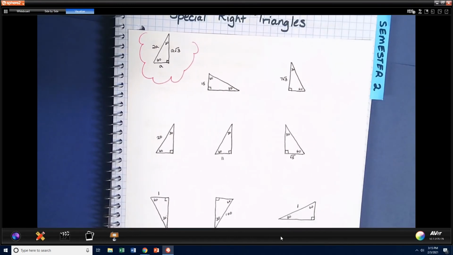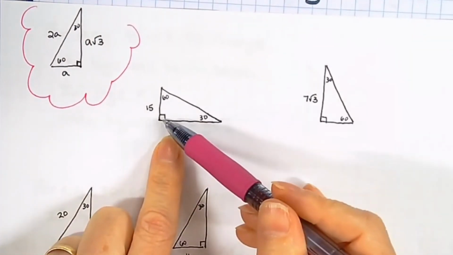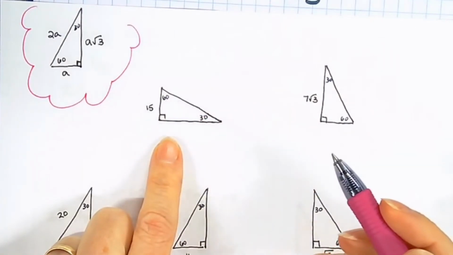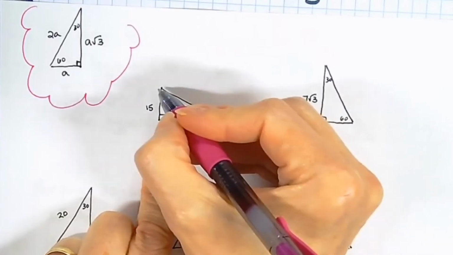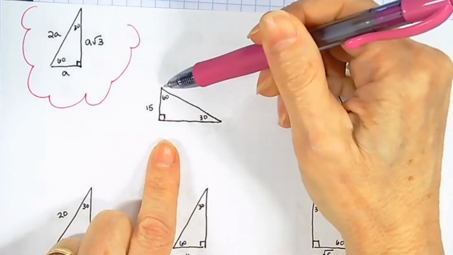The first thing you want to do when you see one of these triangles is recognize that it's a special right triangle because it's got a 90 and a 30 and a 60. So we call it a 30, 60, 90 triangle. Then you want to identify where's my hypotenuse. My hypotenuse is across from the right angle. So if this is my right angle, my hypotenuse is here.